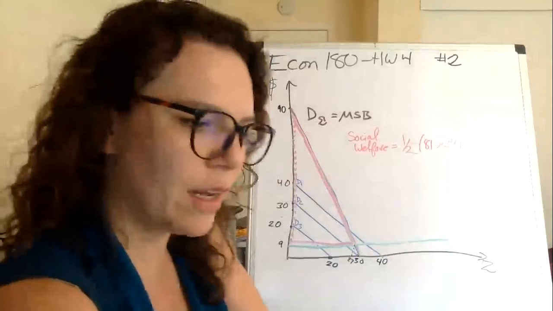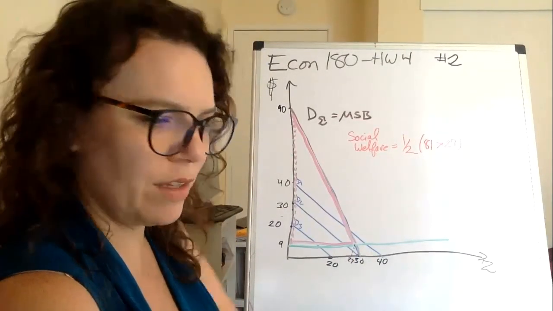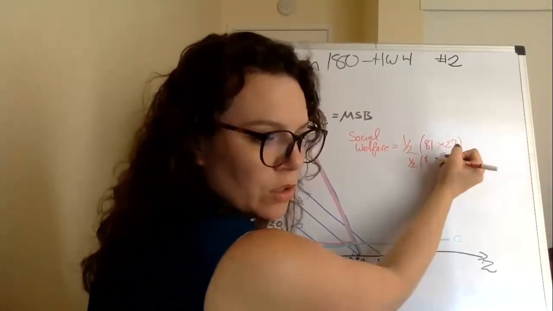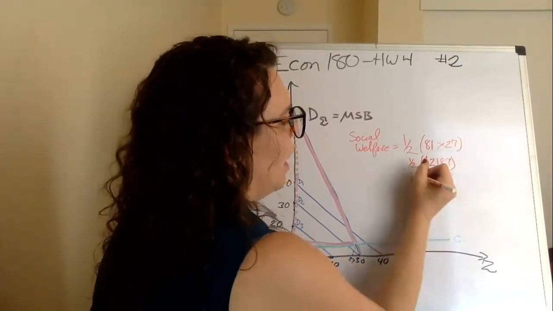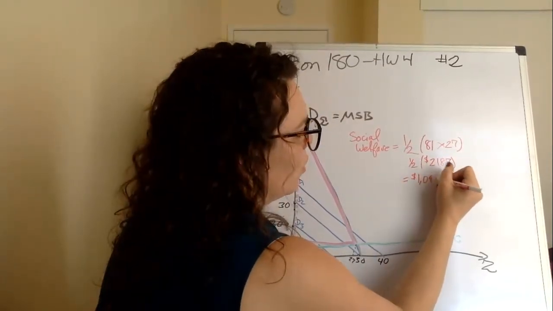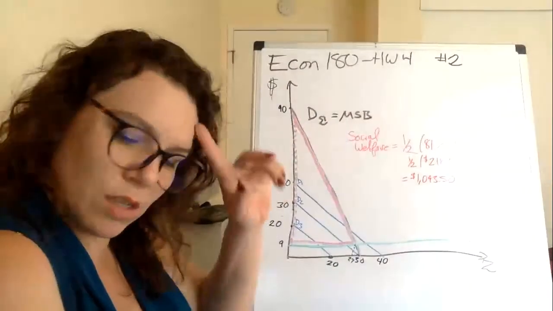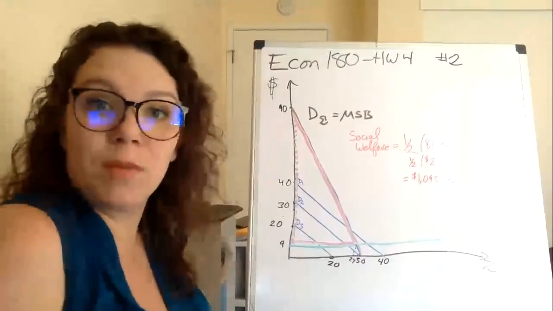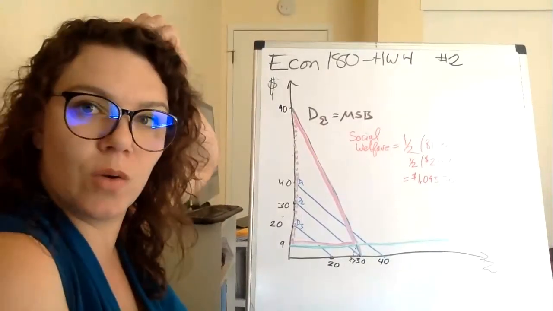So if I go ahead and look at 81 times 27, I'm going to get a value of 2,187. And 1/2 of that is going to be $1,093.50. So that is the social welfare associated with the socially optimal level of park provision for this community with these people in it. So that's problem 2.